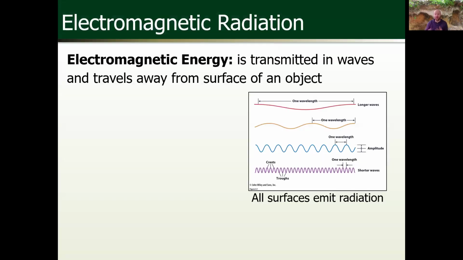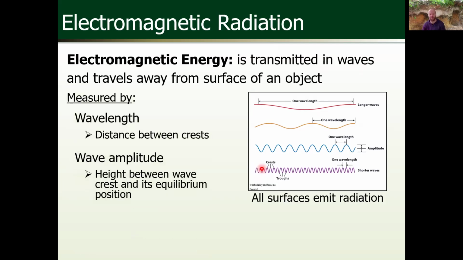All right, so electromagnetic energy here is transmitted in waves and travels away from the surface of an object. I'm emitting electromagnetic radiation, so are you, even your desk or a fire or the heater. Many different objects emit electromagnetic radiation, and they all travel in waves where some energy has higher frequency, meaning the time between crests is shorter, or lower frequency. Let's explore some of those properties of wavelengths.